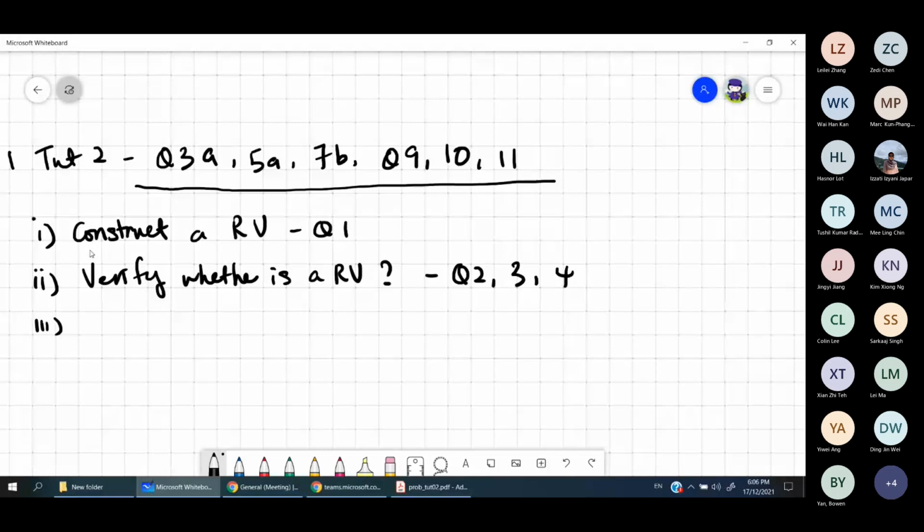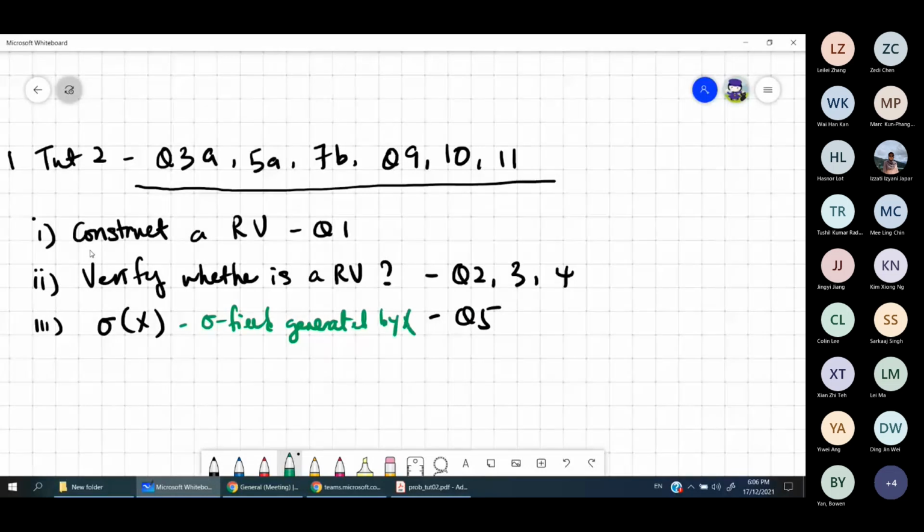And also the next one. So that's a sigma field generated by X. Okay, so that is only one question, question 5. So this is the so-called sigma field generated by X. I think this is a quite straightforward one. Okay, so and number 4, type 4. So which is question 6 to 7.